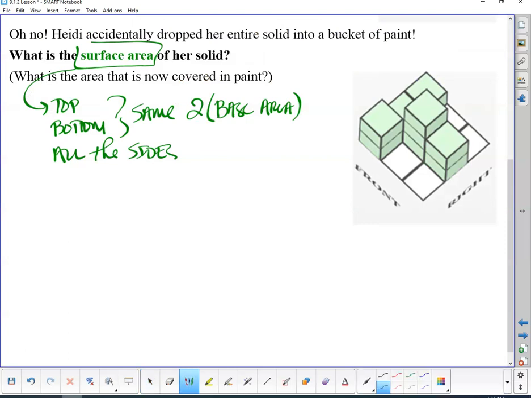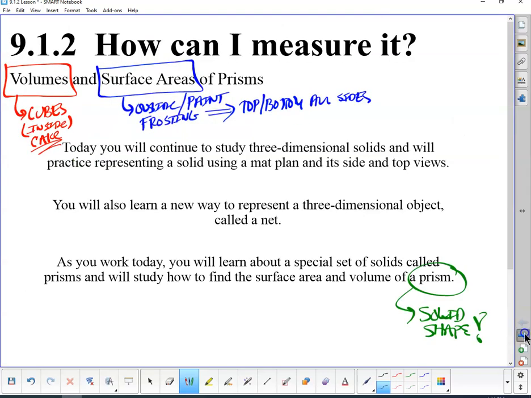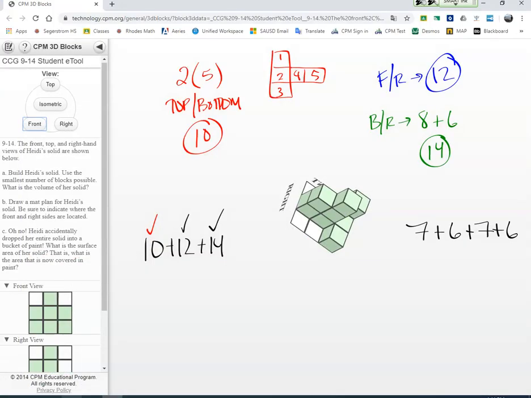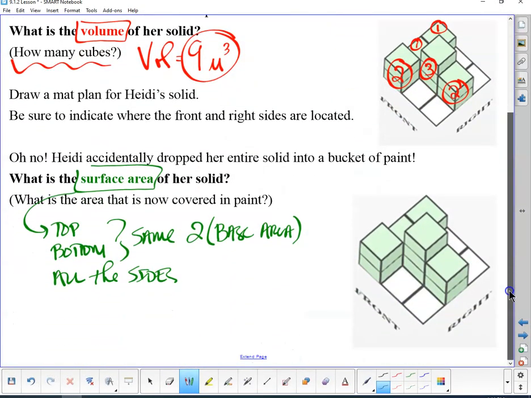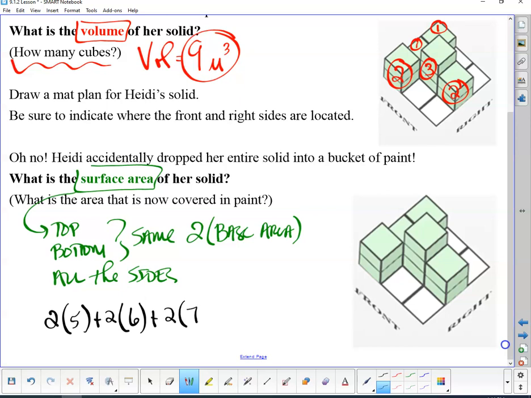end up with, for the surface area of this, we got 2 of the tops, and the tops were 2 5s. So we had 2 of those 5s, we had 2 of those 6 sides, plus 2 of those 7 sides, which ended up being 10 plus 12 plus 14. And that's going to be 36. 36 units, and that's the surface area, which is squared.